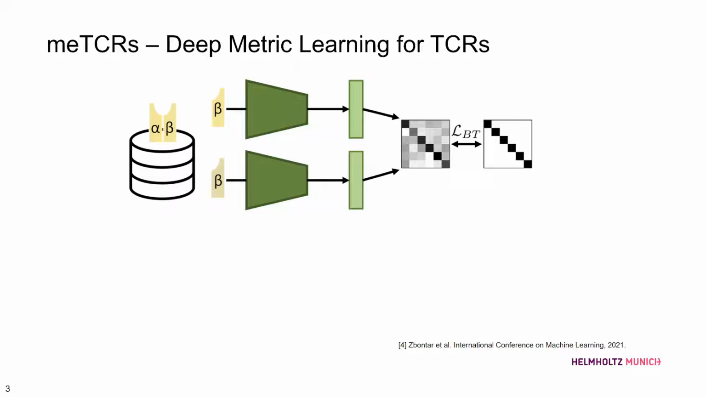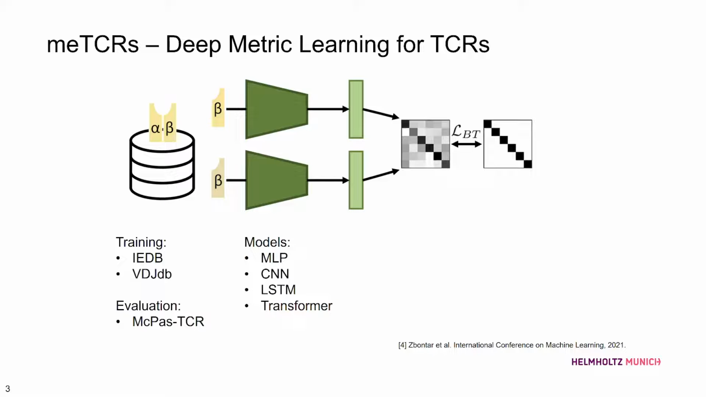That's why we developed meTCRs, which is a deep metric learning approach for comparing T-cell receptors. For that, we extracted the T-cell receptor information, especially the CDR3 region of the T-cell receptor, from these public databases, and embedded the sequence using one of these four architectures.